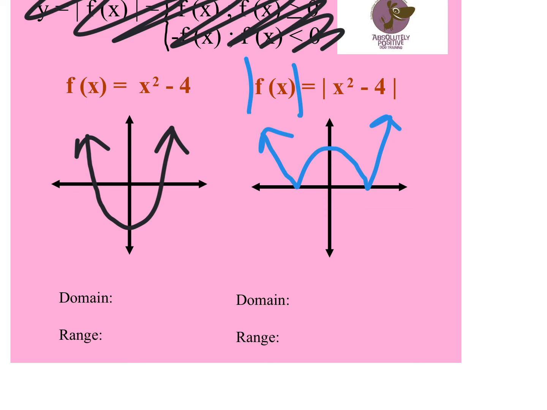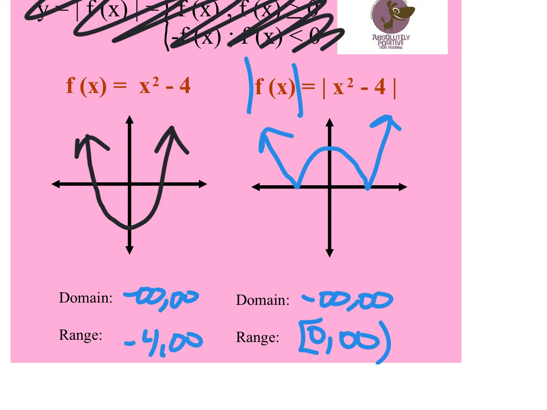Did the domain change? Nope. Did the range change? Yes, this one's range is from 0 to infinity. And it can be 0 because the absolute values can be 0. This range went down to negative 4 to infinity. Okay.